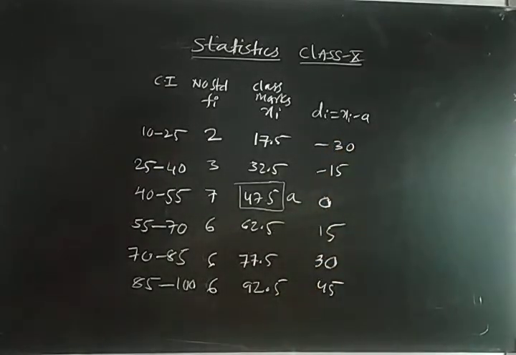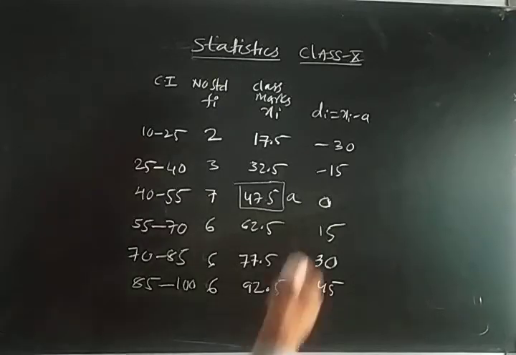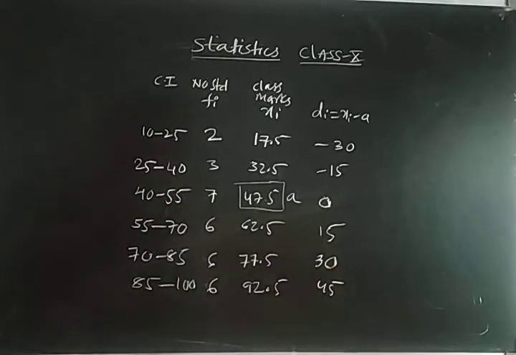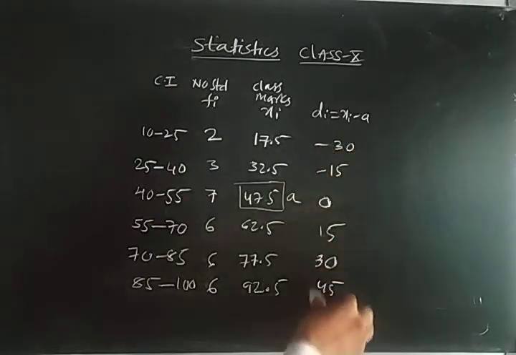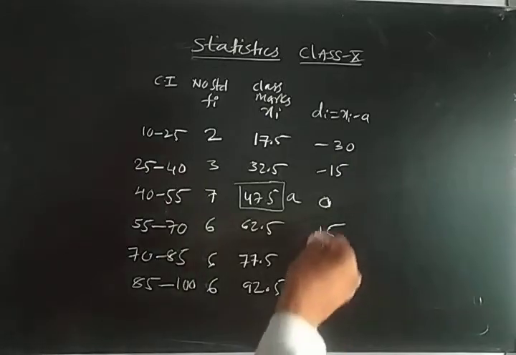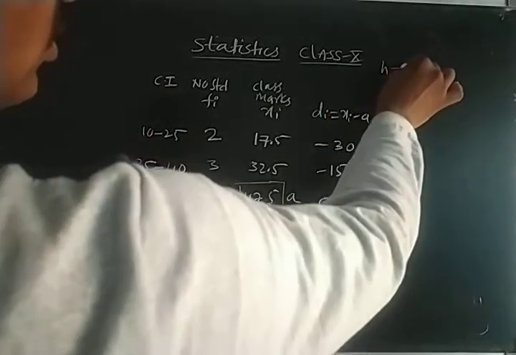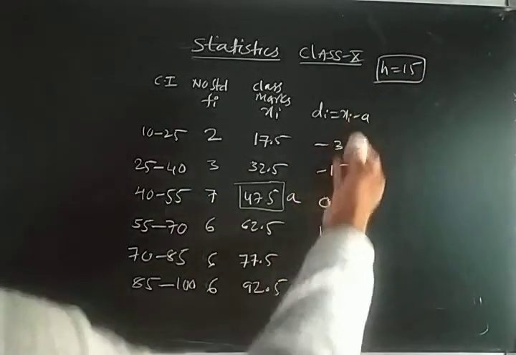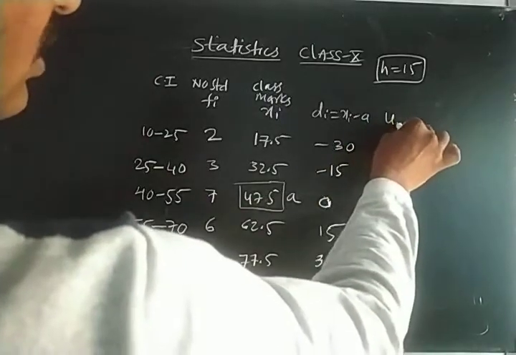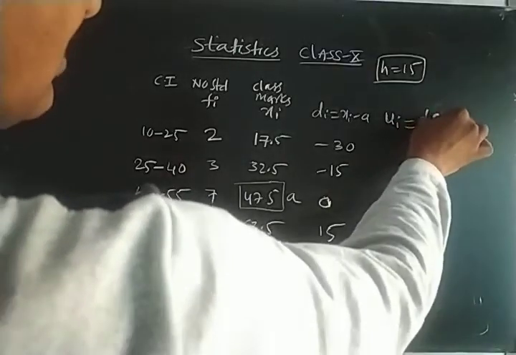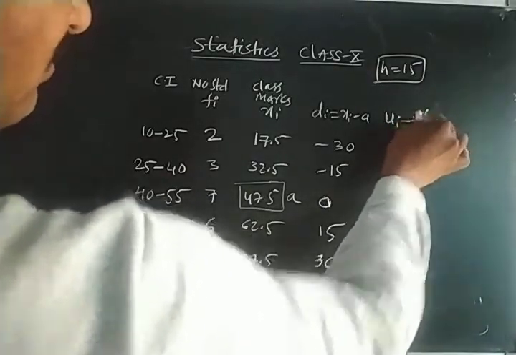Observe these values. These values are multiples of 15: 15 ones are 15, 15 twos are 30, 15 threes are 45. So I am going to reduce these values when the di values are multiples of some number. I am taking h equal to 15, because these are multiples of 15. When I reduce those values, I denote them as ui. I reduce the deviation by dividing by the common multiple 15.